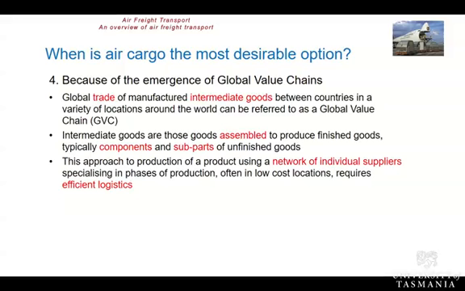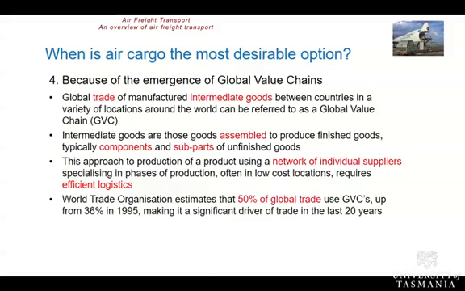The reason why businesses take advantage of these global value chains is often it might be a low-cost destination, it might be access to particular types of resources, or it could be an opportunity for a certain level of expertise. However, to make that all work, as I said before, you need efficient logistics. Now, the World Trade Organisation states that most goods that are put together around the globe now use global value chains. About 50% of global trade is to do with global value chains, and that's up around about 15% in the last 20 years.